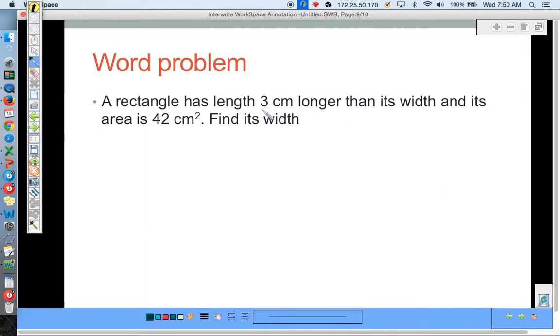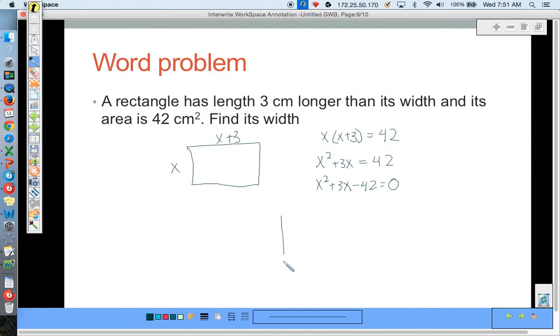So the last thing we're going to look at: a rectangle has a length 3 centimeters longer than the width, and its area is 42 centimeters. Find its width. Well, we know area is length times width, so we know that equals 42. So we can distribute here, x squared plus 3x equals 42. Set it equal to 0. And now we just have to factor this.